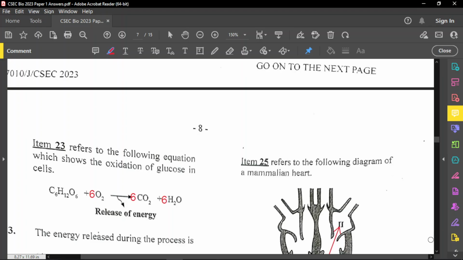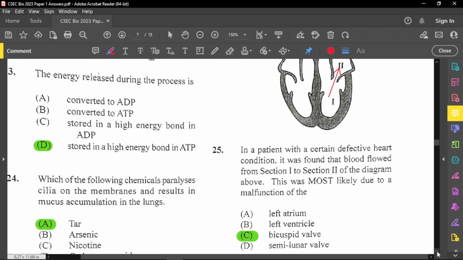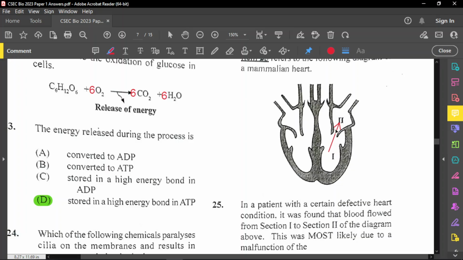All right, so item number 25 refers to the following diagram of the mammalian heart. And so this is a repeat question as well. It says, in a patient with a certain defective heart condition, it was found that blood flowed from section 1 to section 2 of the diagram above. It says this was most likely due to a malfunction of the, and I just want to point out, if you notice going back here, this valve right here, a valve, as a matter of fact, prevents the backflow of blood. And usually blood will come into the atrium and then empty into the ventricle. So it should move from 2 into 1.